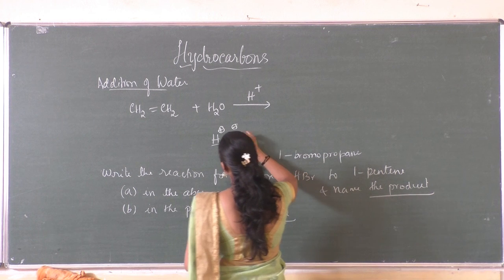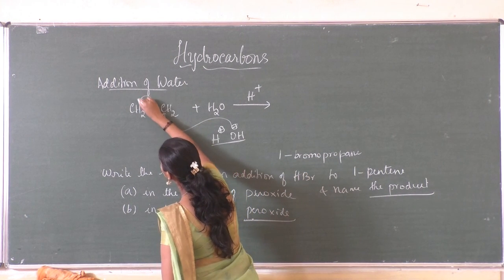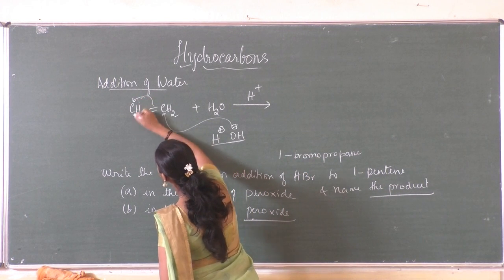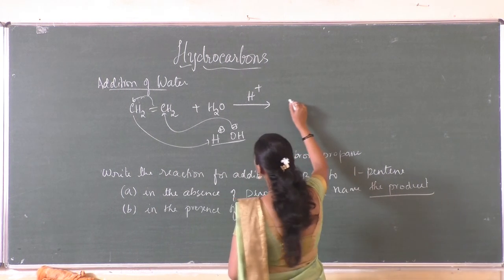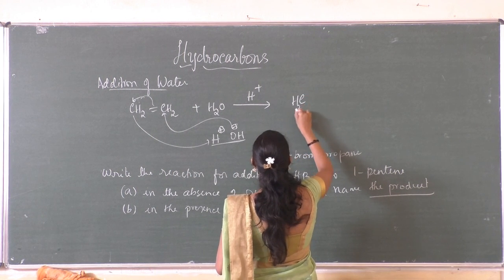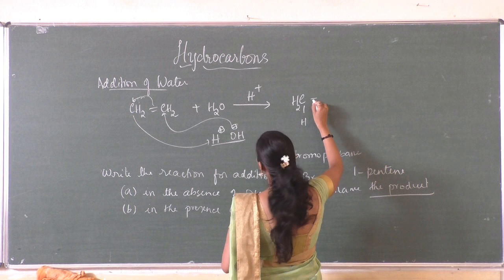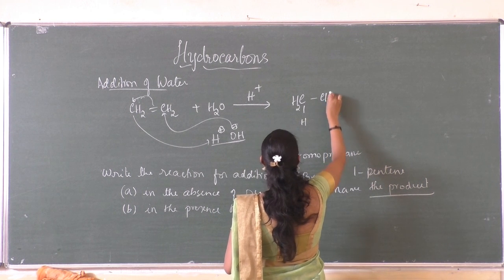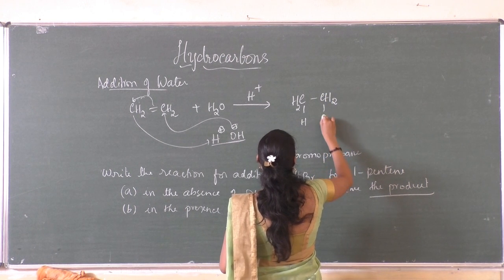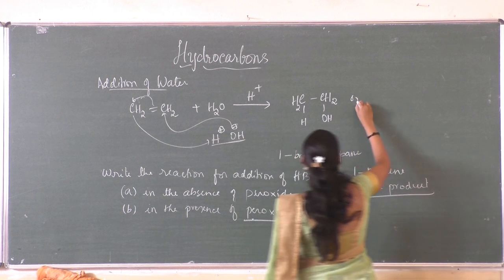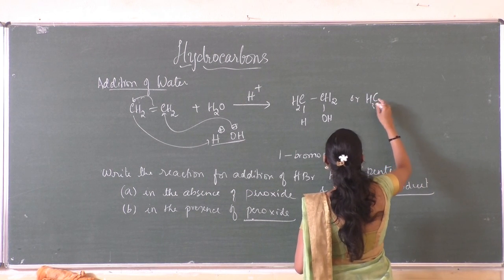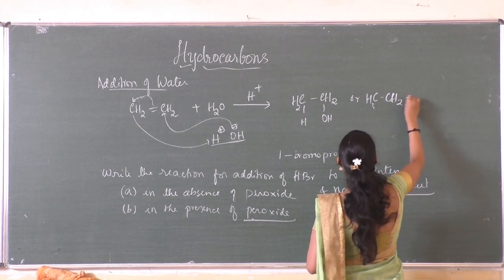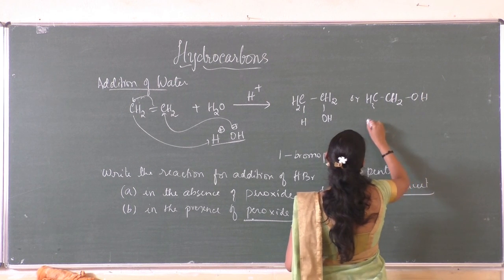So OH minus attacks here and then shifts, the carbon atom gets attacked. So the CH2=CH2 double bond gets reduced to a single bond, CH2OH. So this is nothing but CH3CH2OH. So this is ethanol.